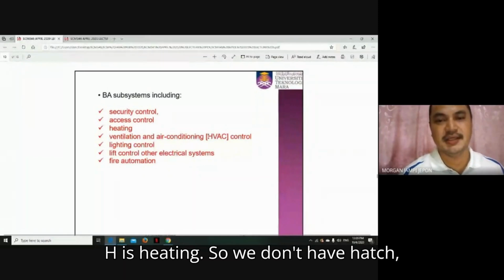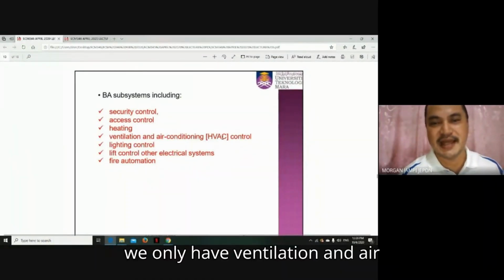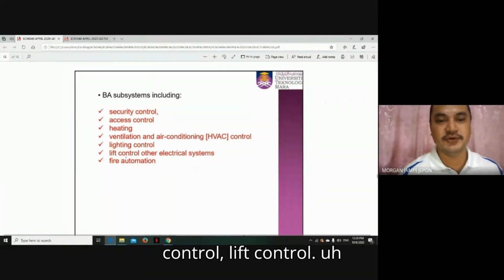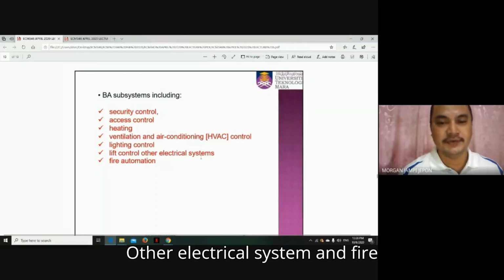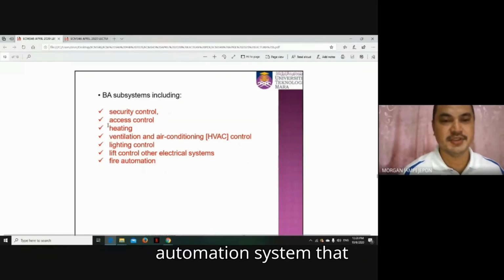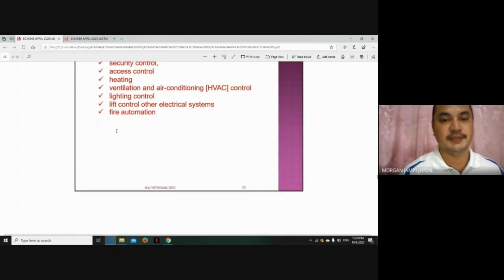H is heating, so we don't have H. We only have ventilation and air conditioning. Then lighting control, lift control, other electrical system, and fire automation. So these are the building automation subsystem that may be installed in the building.